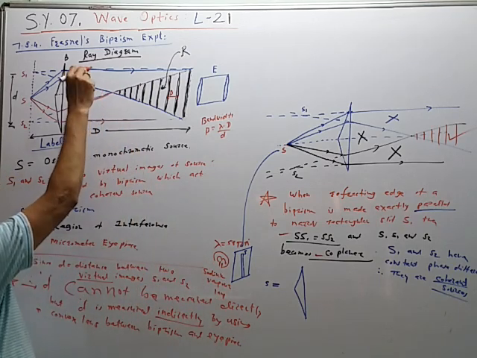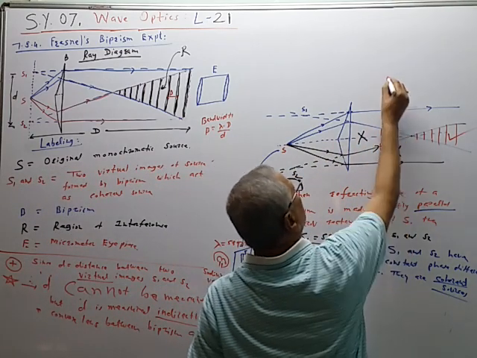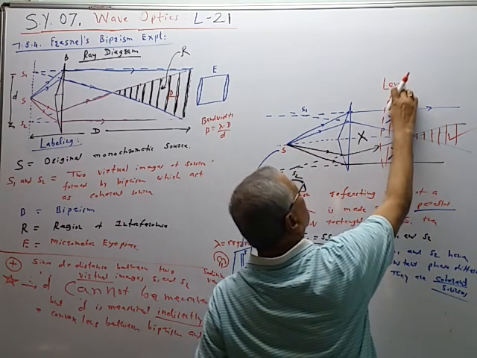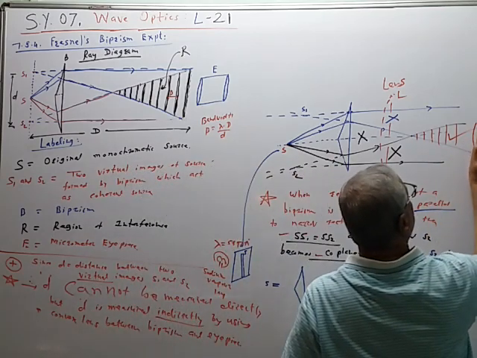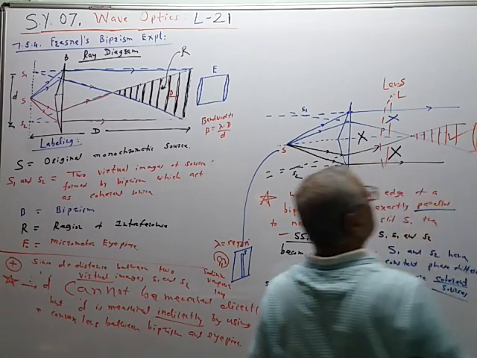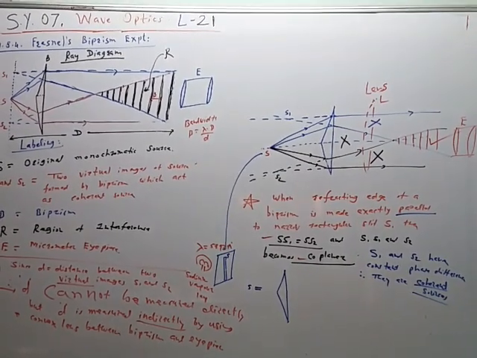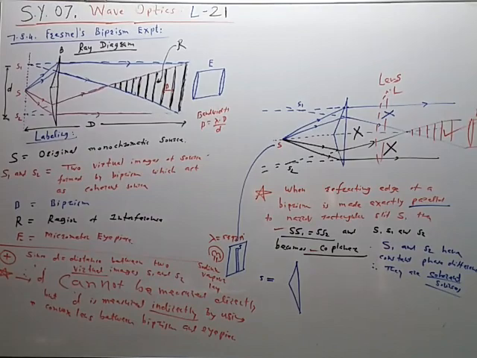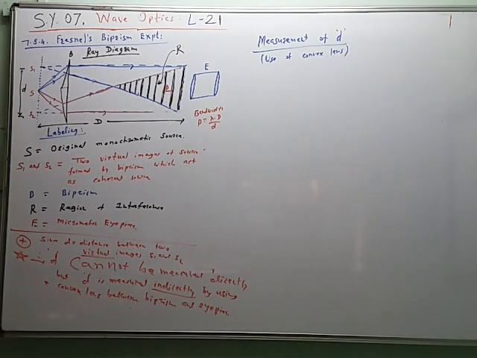In between there is a lens. We have not shown that lens here, but we can show it in this figure. So this is the position of the lens. A convex lens L is used here. On this side there is a micrometer eyepiece. Like this. So between the biprism and the eyepiece, a convex lens is fixed for the measurement of d. Now how this d is measured, that we will see.